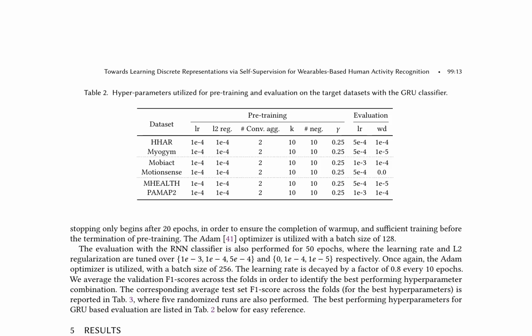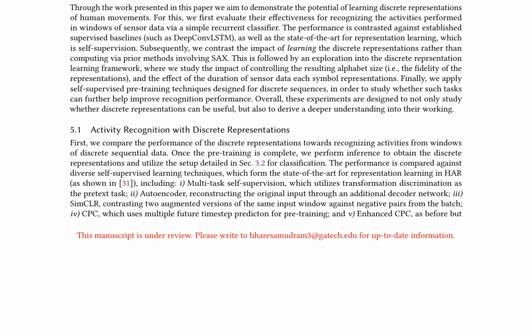This research paper focuses on learning discrete representations of human movements for wearable-based human activity recognition. It evaluates the effectiveness of these representations using a GRU classifier and compares their performance against established supervised and self-supervised baselines. The study explores the impact of controlling the resulting alphabet size and the effect of sensor data duration on the representations. Additionally, it applies self-supervised pre-training techniques designed for discrete sequences to improve recognition performance.